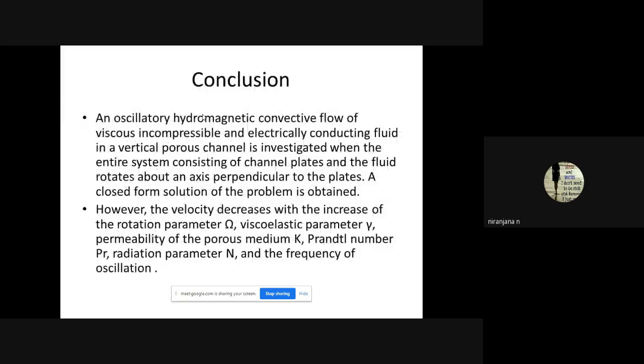And in conclusion, an oscillatory magneto-hydrodynamic convection flow of a viscous, incompressible, and electrically conducting fluid in a vertical porous channel is investigated when the entire system, consisting of channel plates and the fluid, rotates about an axis perpendicular to the plates. A closed form solution of the problem is obtained. The velocity decreases with an increase in the rotation parameter, viscoelastic parameter, permeability of the porous medium, Prandtl number, and radiation parameter. Actually, due to the time duration, I just quoted a few graphs here, sir.